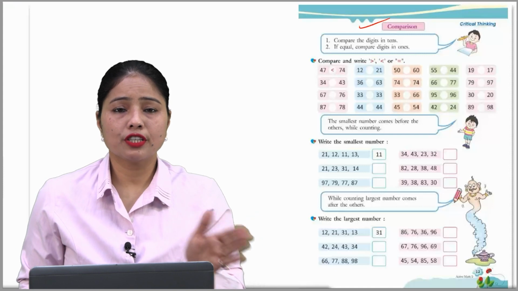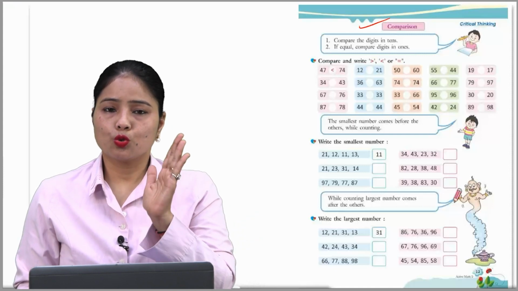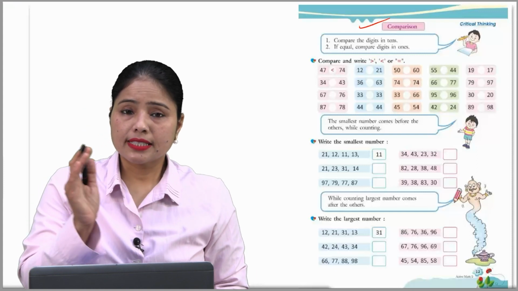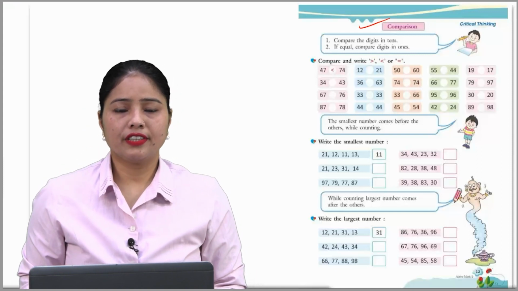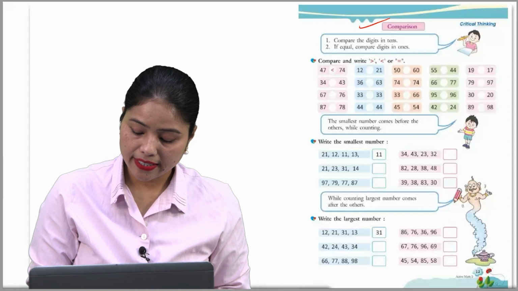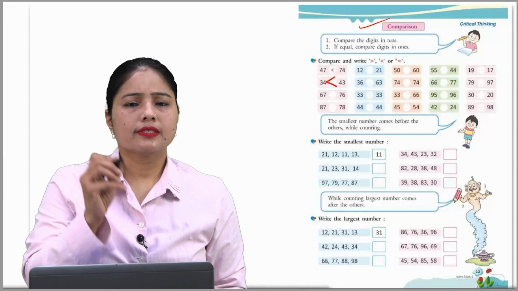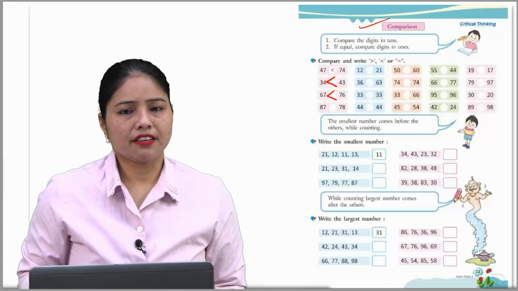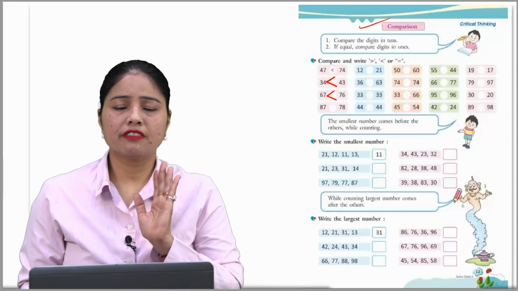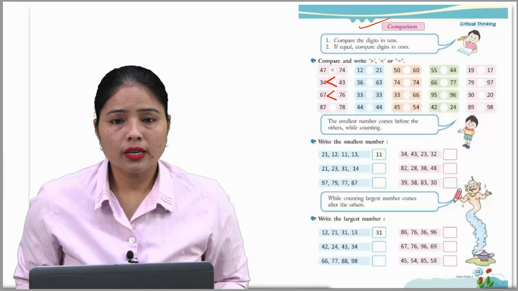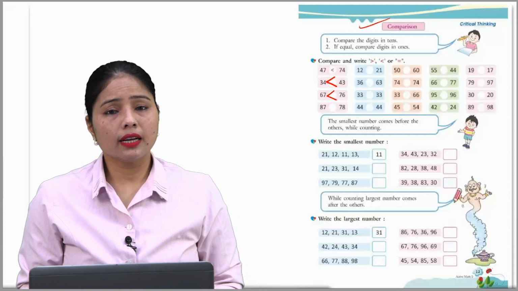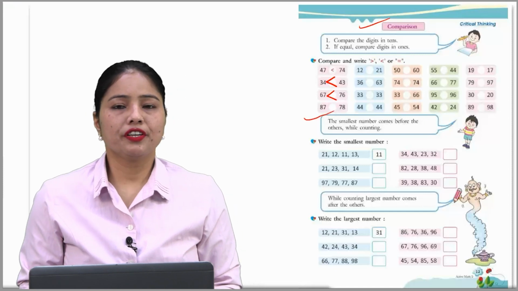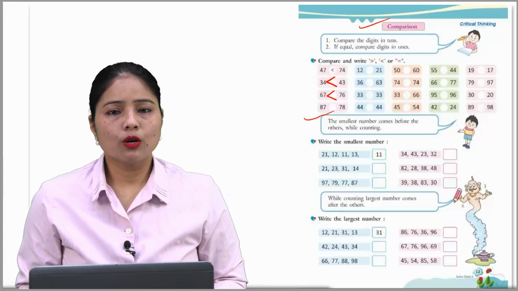First one is given 47 and 74. So 74 clearly is greater than 47. Similarly, 34 and 43. So yes, 43 is greater than 34. 67 and 76. 76 is greater than 67. Okay, this is very easy. You just fill it your own beta. The smallest number comes before the others while counting. Yes, this is just note. Revise it. Next, write the smallest number.